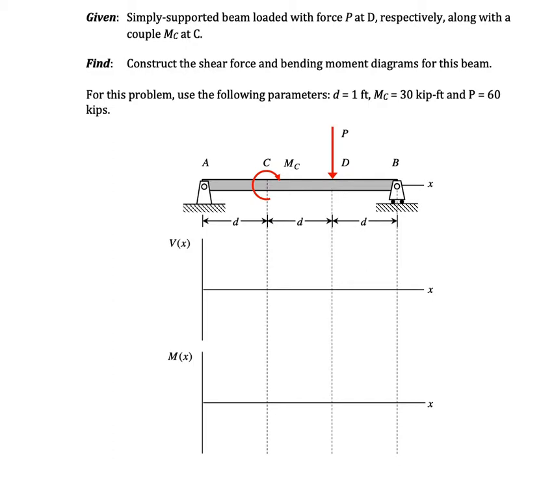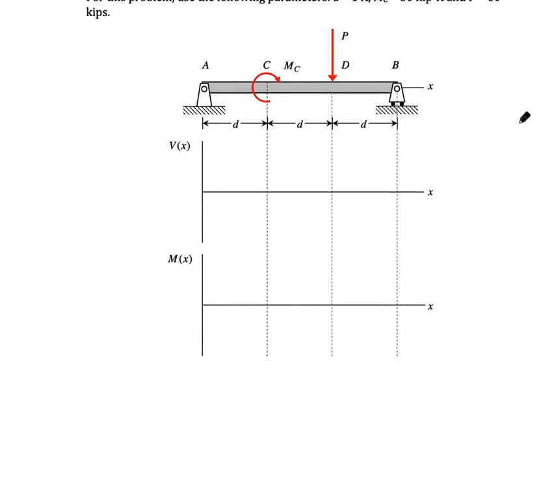The beam that's shown here is pinned at A, roller support at B, clockwise couple there at C, and then a downward concentrated force P there at D. We want to know the shear force and bending moment diagrams for this beam.